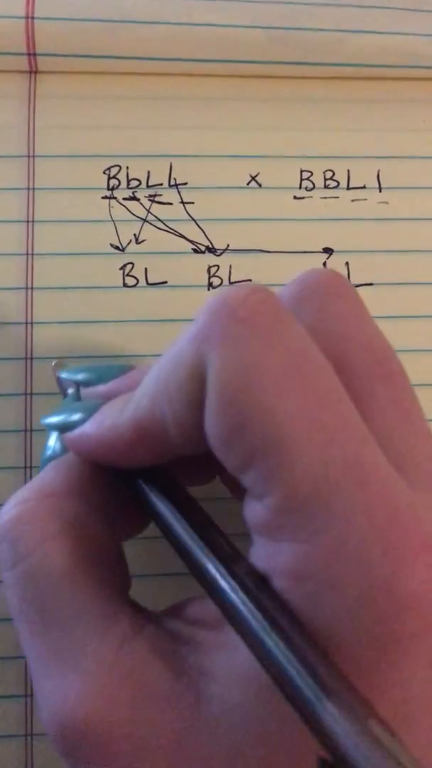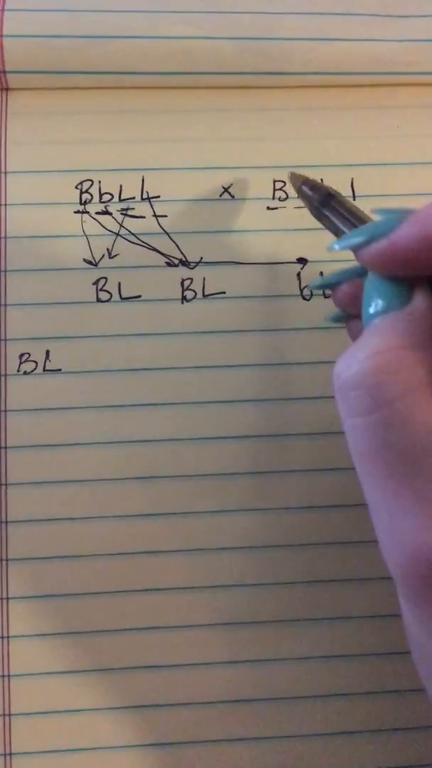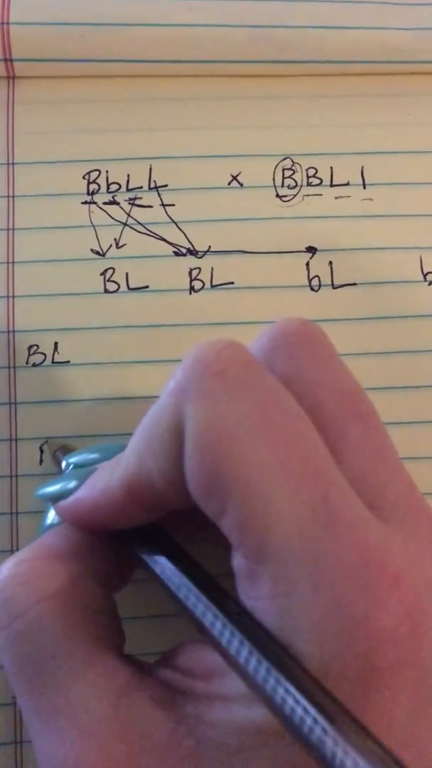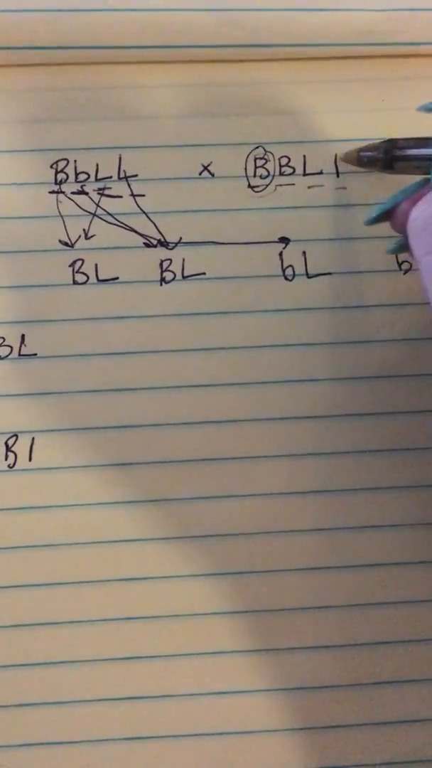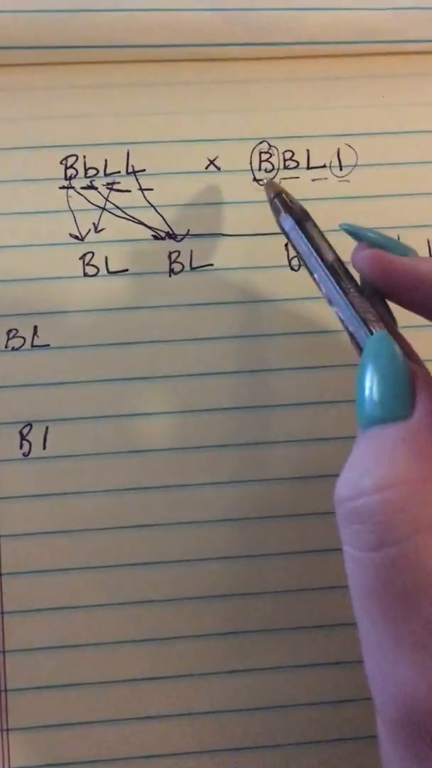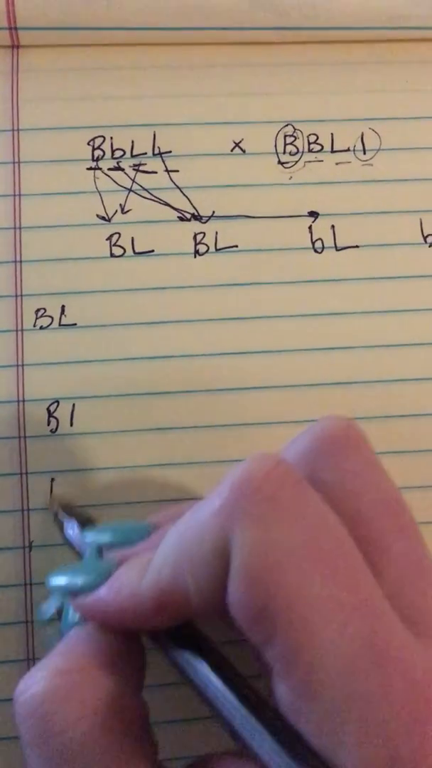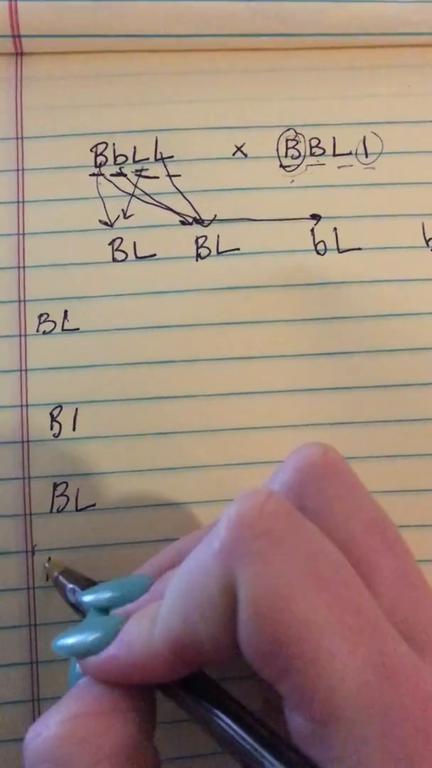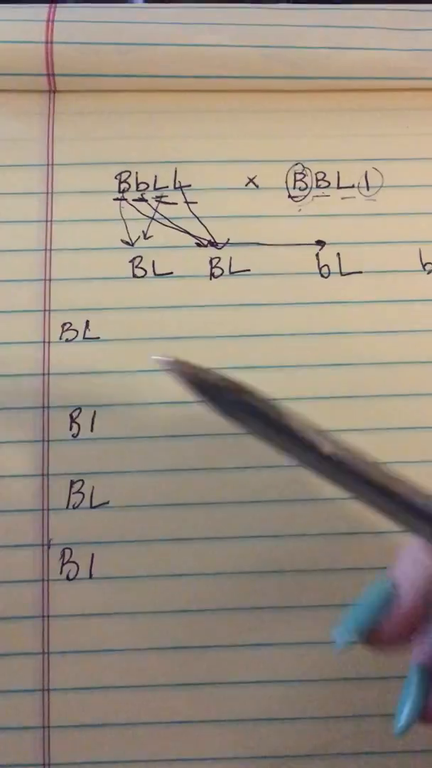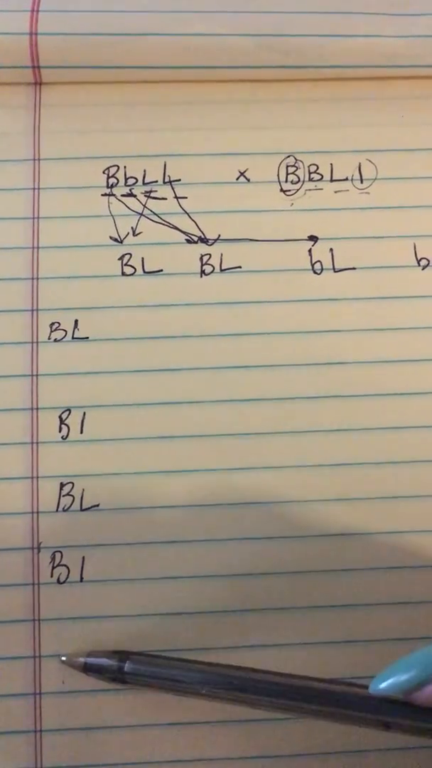For parent 2, they can give a big B, big L, or a little l. So again, first possibility is going to be a big B and a big L. That would be the first big B. They could also give the first big B and the little l. They could also give the second big B and the big L, or the second big B and the little l. So these are the possibilities of gametes for the second parent.